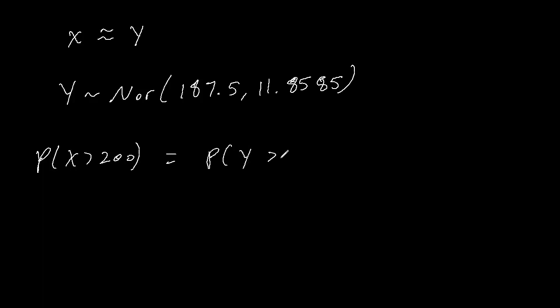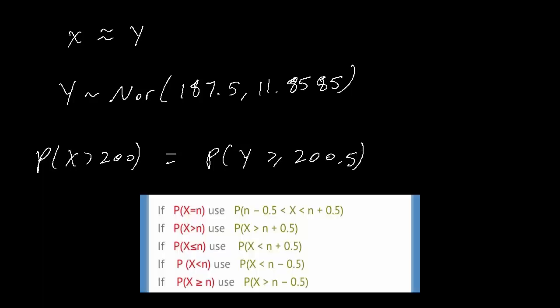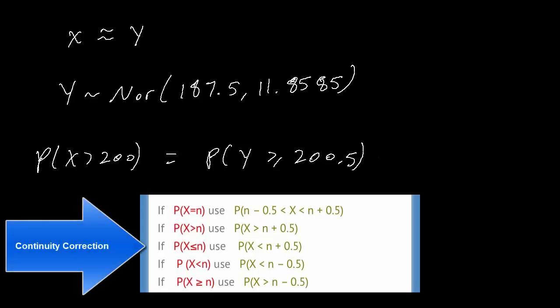Now, if you want to calculate P(X > 200), then that is equal to P(Y >= 200.5). So you might be asking why there is a 0.5 there. Well, that is because of continuity correction, because we're moving from a discrete random variable, x, to y, which is a continuous random variable. And to move from a discrete probability distribution to a continuous probability distribution, we must apply continuity correction.